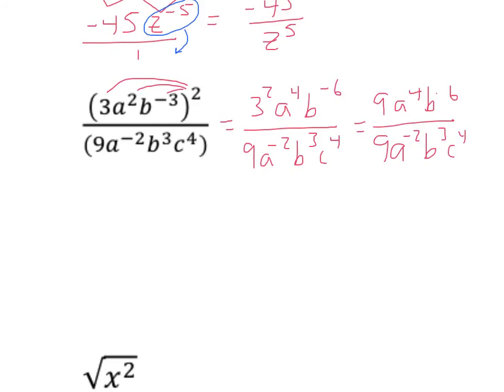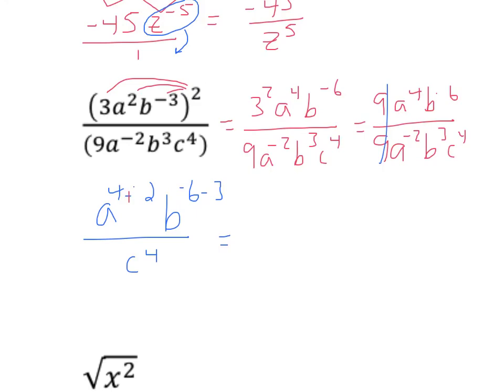Then we just can do some cleaning. The 9's cancel, and now we have a quotient of powers here, so we have a to the 4th, a to the -2. So we've used those rules. We have a to the 4 minus a -2. We have b to the, remember it's always the top exponent minus the bottom one, -6 minus 3, and on the bottom we still have c to the 4th.